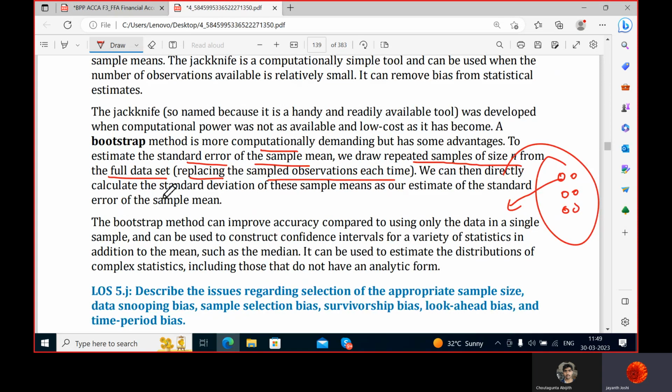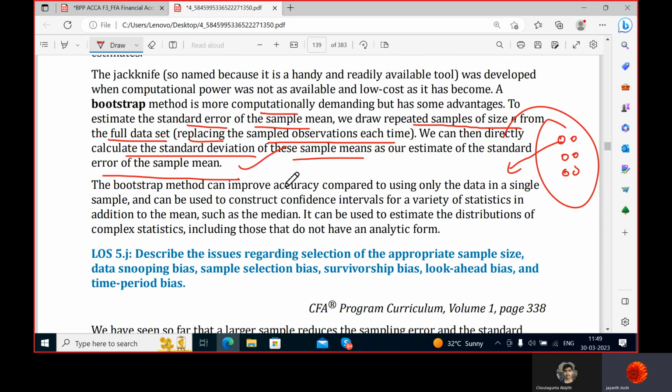We can then directly calculate the standard deviation of those sample means as our estimate of the standard error of the sample mean. That means again resampling and again rechecking, with replacement, and again estimating the standard error of the sample mean. So the bootstrap method can improve accuracy compared to using only data in a single sample. So again and again, if you are doing that, it will give you more accuracy about the results you desire from that.